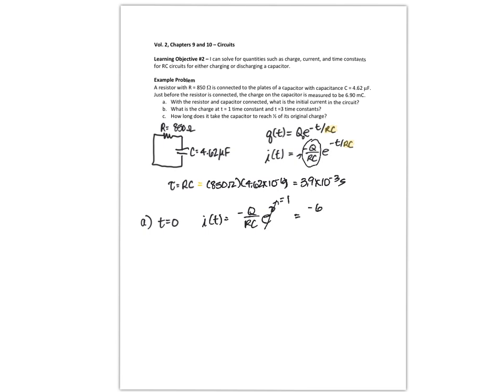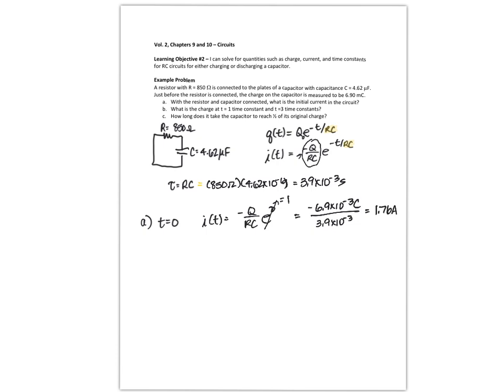So I have minus 6.9 times 10 to the minus 3 coulombs, because that was the original charge on the capacitor. And then RC, I already did that calculation right up above, so I know that those two things multiplied together give me minus 3.9 times 10 to the minus 3. And so I find that my initial current is 1.76 amps.